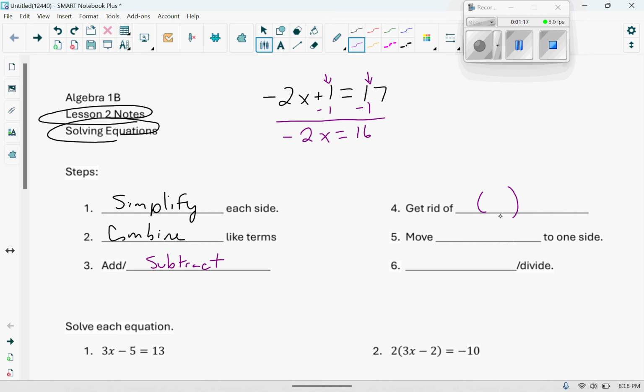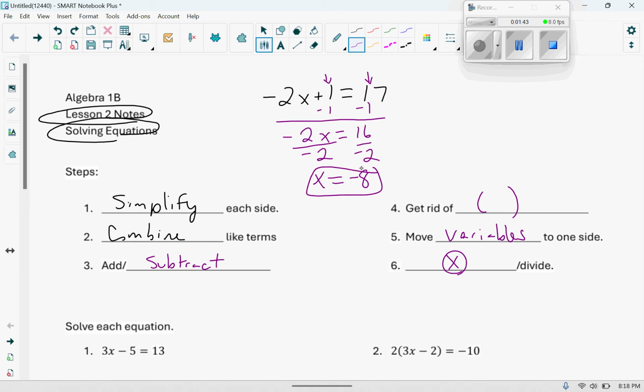moving things over. And then what I want to do, this is kind of where we are right now, is make sure that I have my variables on one side and my numbers on the other side. So I'm going to say move variables to one side. And then finally, we're going to either multiply or divide. So in this case, I'm dividing by negative 2, and I get x is equal to negative 8.